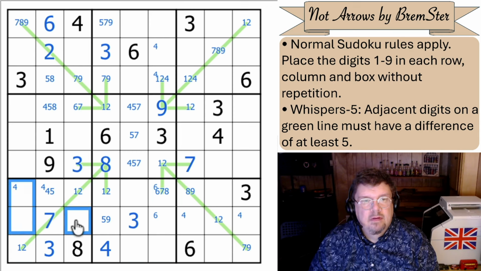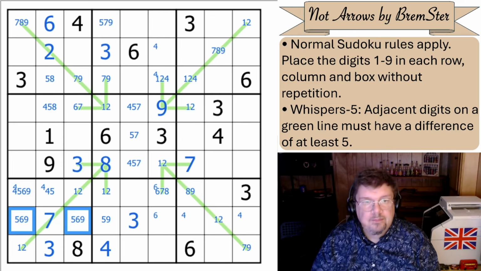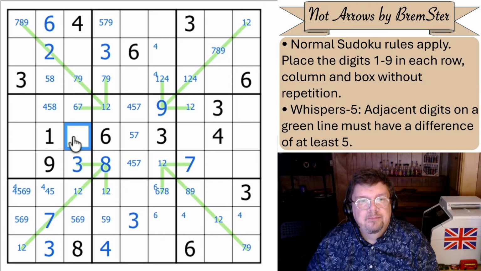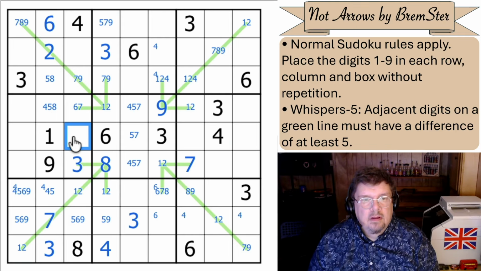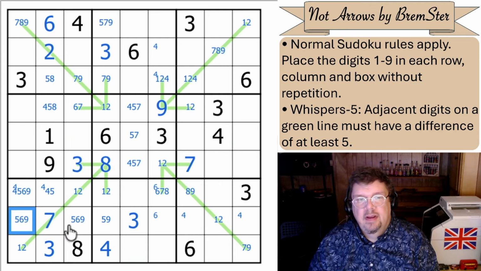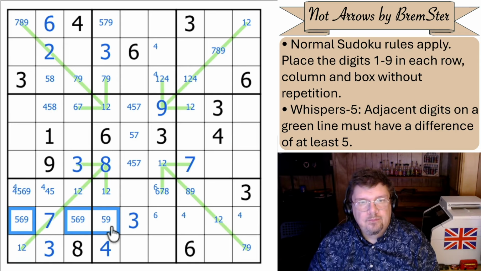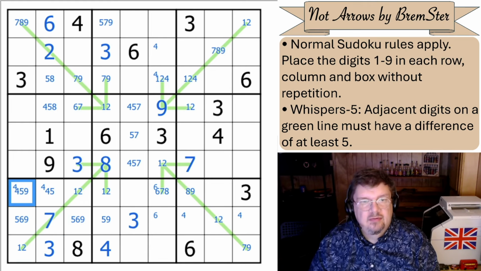So in this box we have 4, 5, 6, 9. Oh, and these two aren't 4. Oh, okay. That gives me a 5, 6, 9 triple in this row. And that means that the 6 is in one of those two, so that's not a 6.